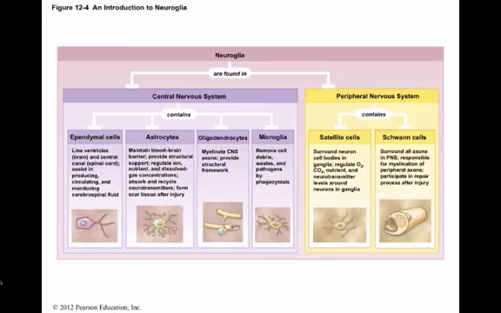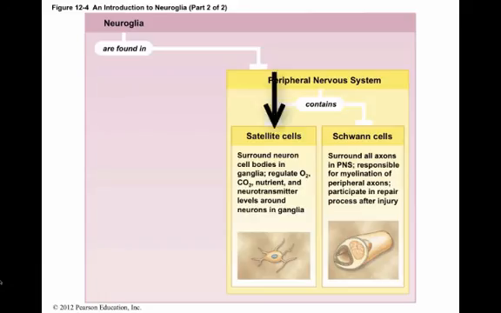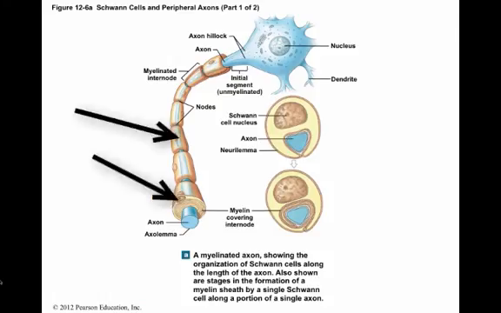The peripheral nervous system also has neuroglia. There are two types of neuroglia in the peripheral nervous system: satellite cells and Schwann cells. Satellite cells surround neuron cell bodies in the ganglia. They regulate the environment around the neurons, much like the astrocytes do. Schwann cells form a sheath around axons in the peripheral nervous system. A Schwann cell can myelinate axons, but only a segment of a single axon.